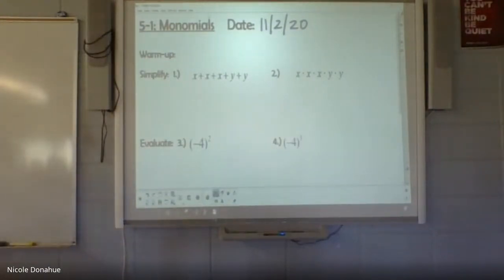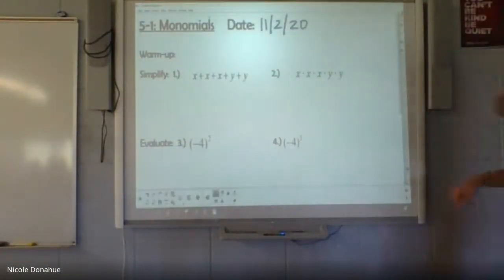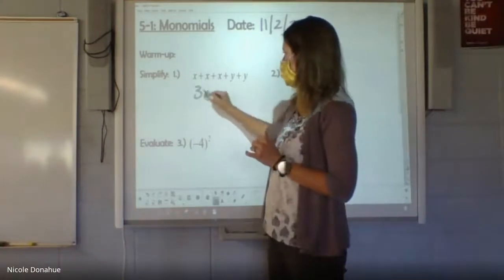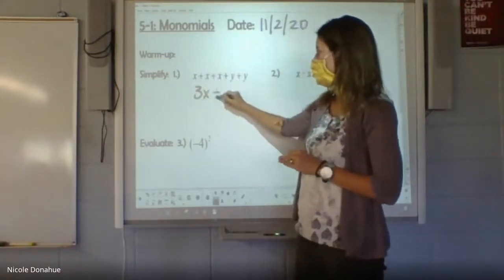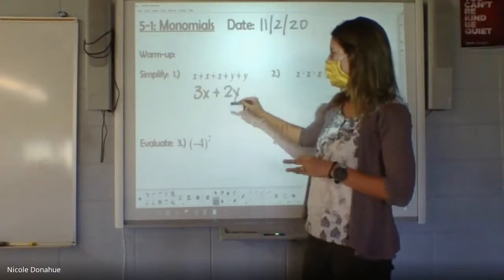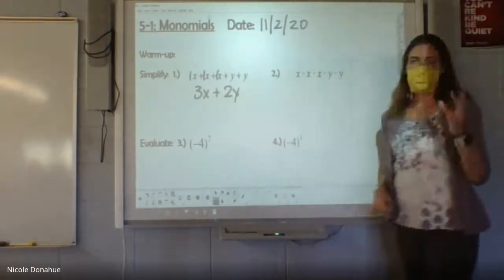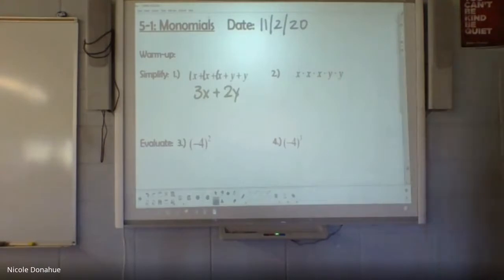So number one, who's confident with what they have? What do you think, Laura? 3x plus 2y. Yeah, so 3x, there's 1, 2, 3 x's, and then 2 y's. So remember, here we're adding the coefficients. So you add, there's 3 x's total, and then only 2 y's.